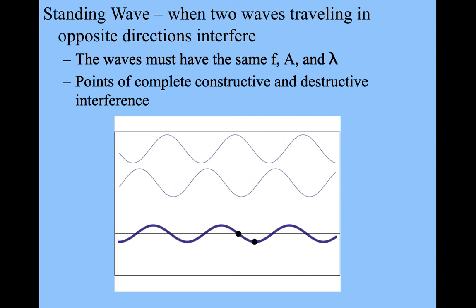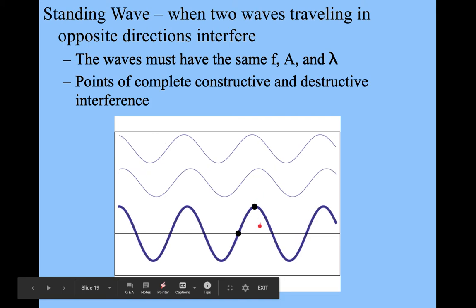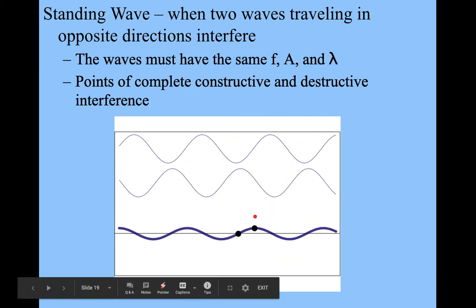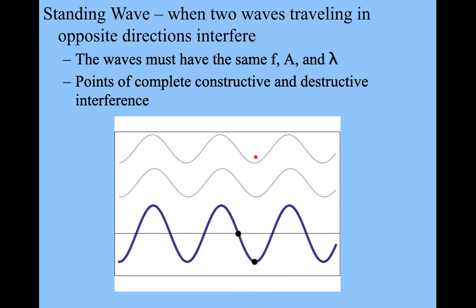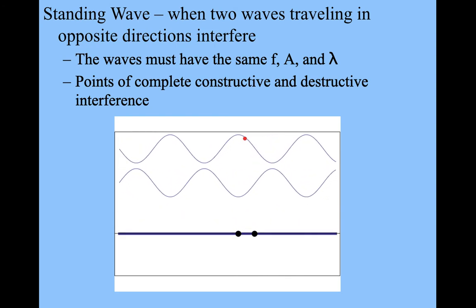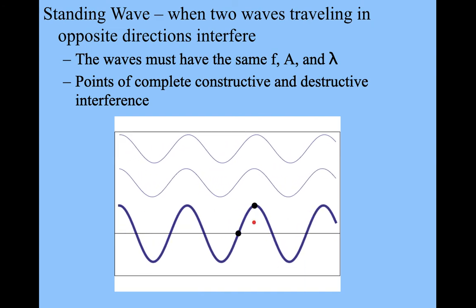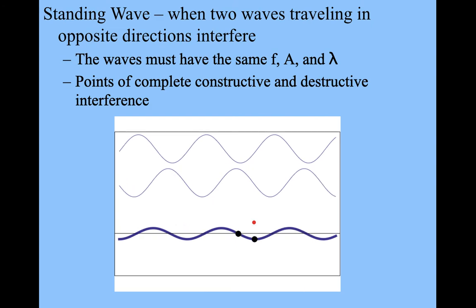Now, the place on the wave that experiences complete destructive interference is called a node. So that's a node. The place on the wave that experiences complete constructive interference is called an antinode. So here's an antinode. When they're both up, I get a big up wave. When they're both down, I get a big down wave, and it alternates between the up and the down formation.